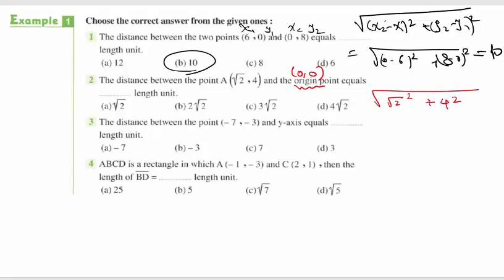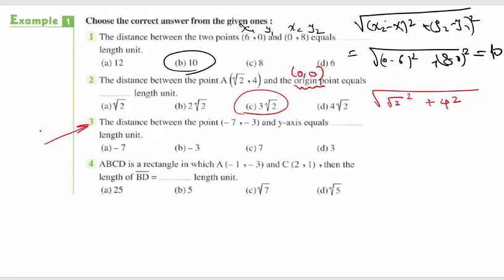Hey, mister, you should write square root of 2 minus 0 to the power 2, plus 4 minus 0 to the power 2. So what is the value of 4 minus 0? It is equal to 4. What is the value of square root 2 minus 0? It will be square root 2. So I will find that this value will be 2 square root 2. We will find that this value will be square root 18, which is equal to 3 root 2.